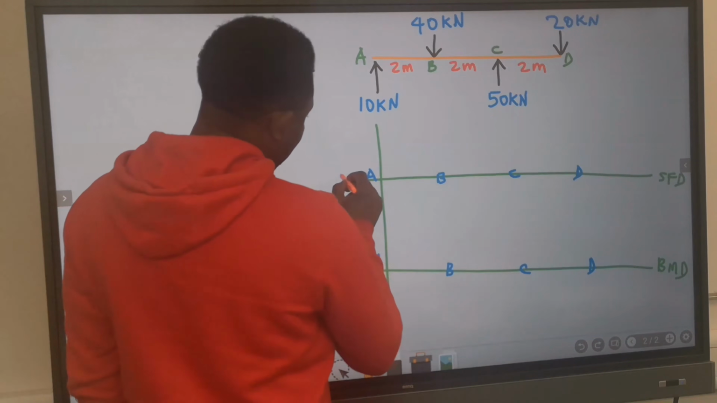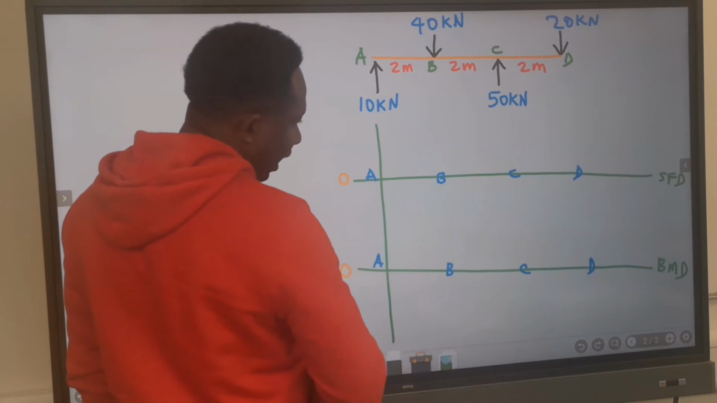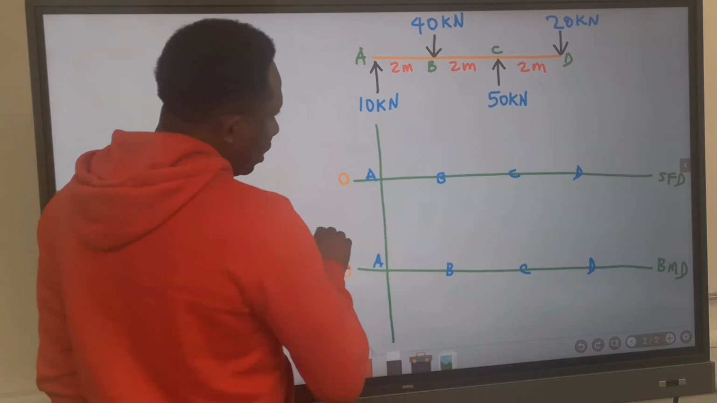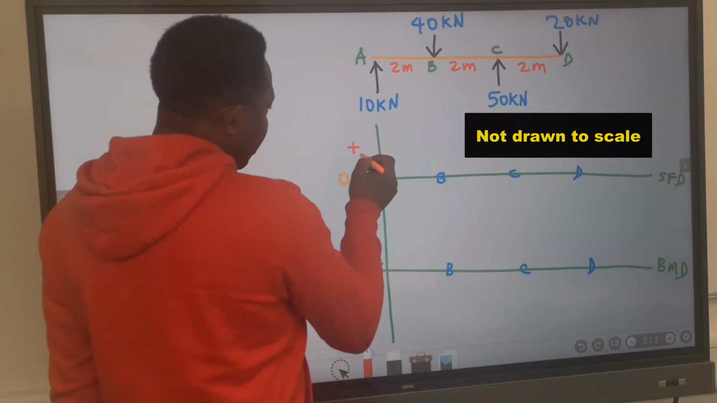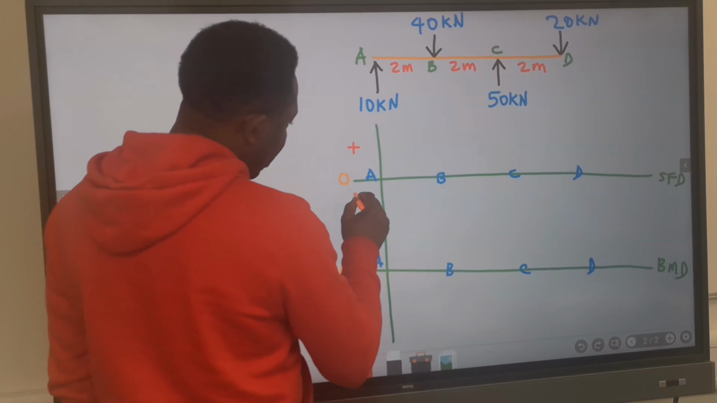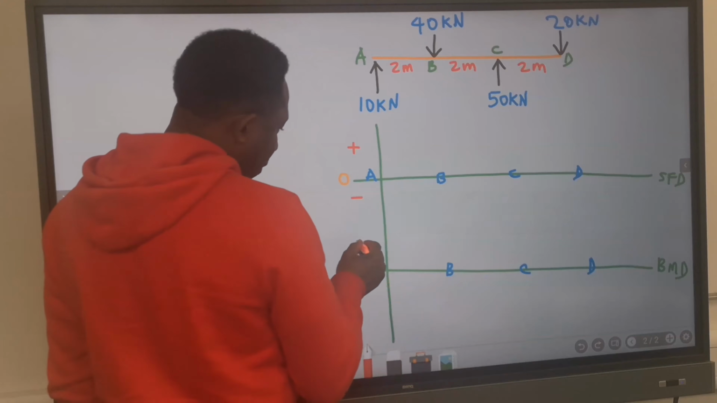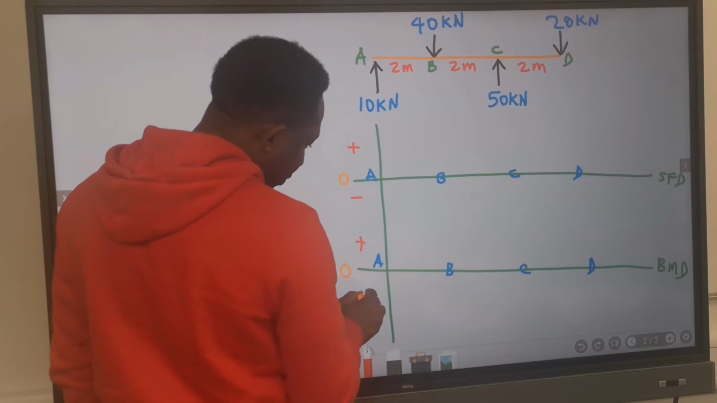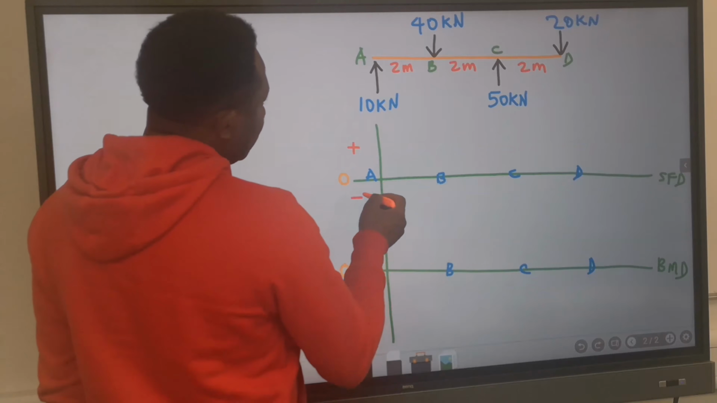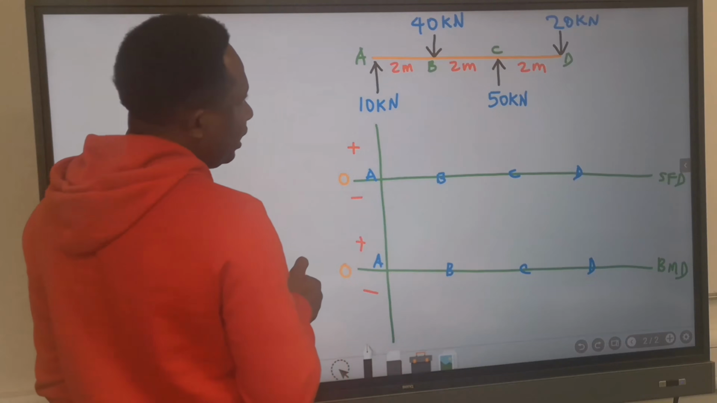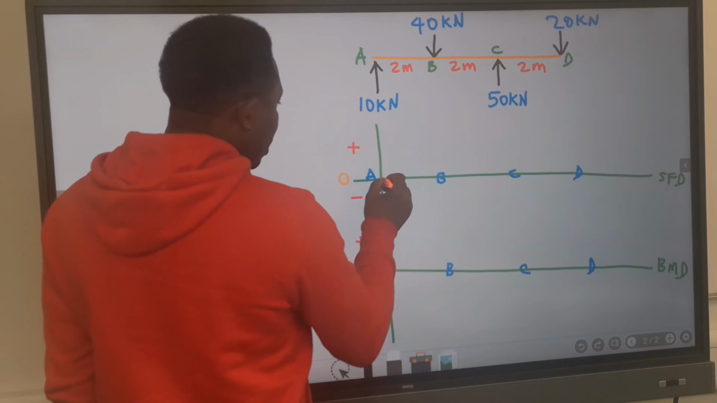This line is the 0 line for the shear force, and this is the 0 line for the bending moment diagram. Considering the shear force diagram, any value up is positive, any value below the 0 is negative. And for the bending moment diagram, any value up is positive and any value down is negative. Next, for the shear force diagram, we don't have any uniformly distributed load. Hence, from 0, 10 will move up.